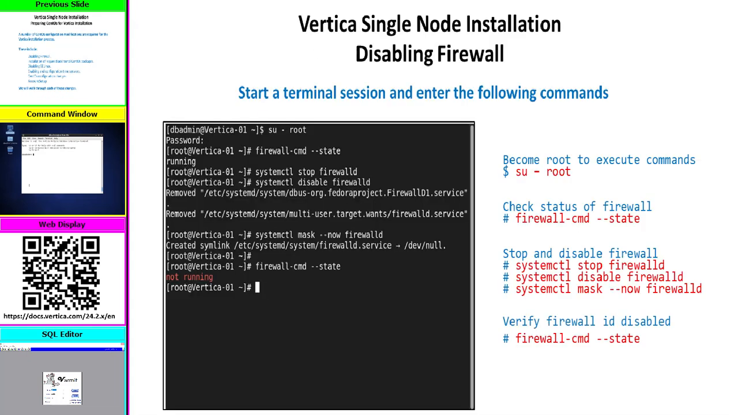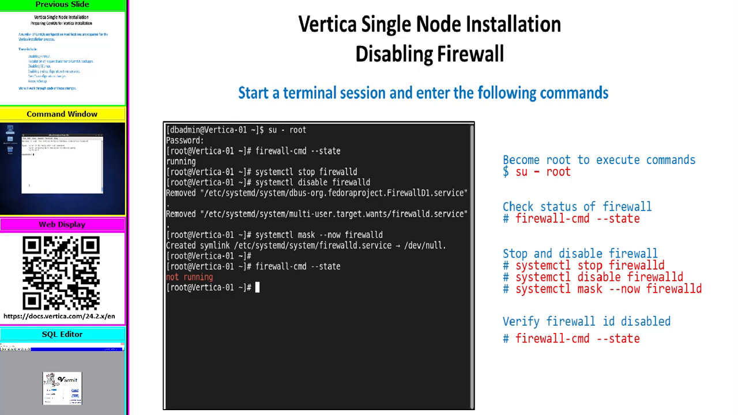The first thing we need to do is to disable the CentOS firewall. The commands to do this must be executed as the user root. The three systemctl commands will stop and disable the firewall. Using the firewall command, you can verify the firewall has been disabled.